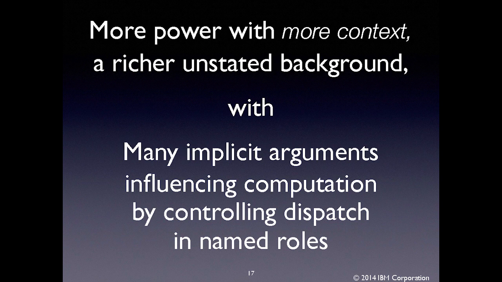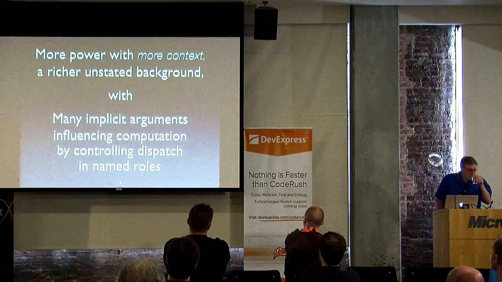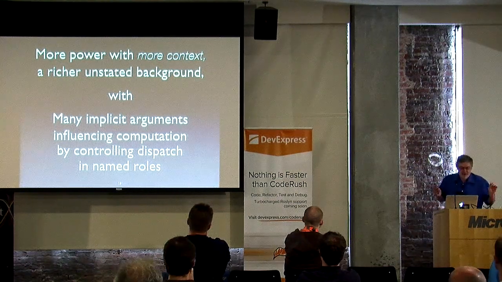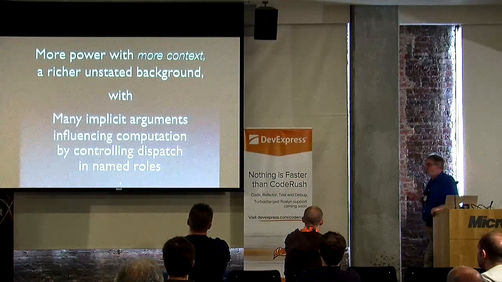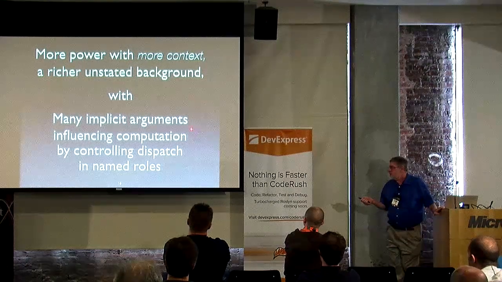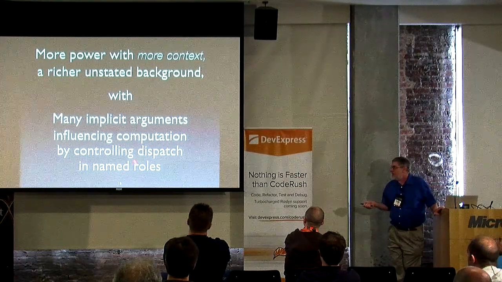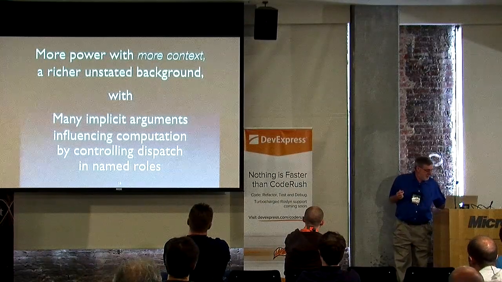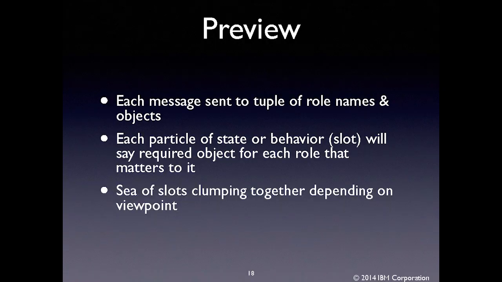Now, well, if some context is good, more context must be better. So what we're going to do with these ideas is get more context by going from one of these implicit arguments, called self or this, to a whole bunch. And they have to be implicit to get that power. So what you're going to see, every message send, that atom of computation, will be sent to a tuple of these, what we used to think of as objects, each playing a named role.